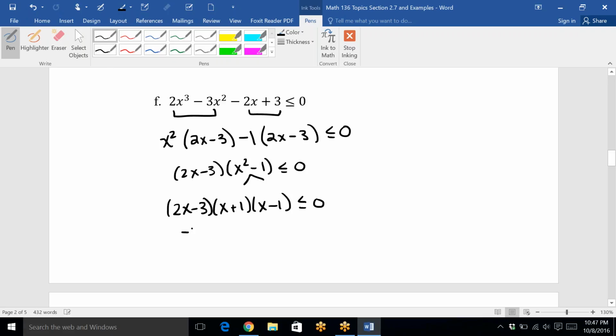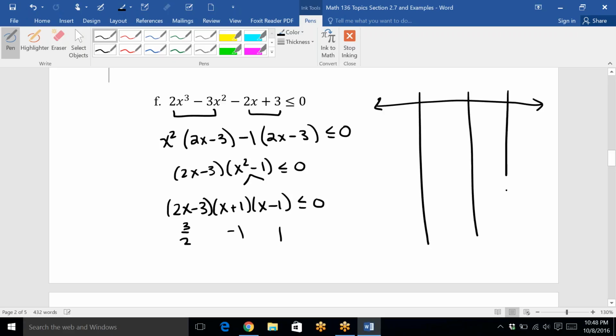Our critical values would be add 3, divide by 2, so 3/2, subtract 1 over, add 1 over. So I have a negative 1, a 1, and a 3/2. We then place those critical values on a number line from least to greatest. So there's going to be 3 different critical values. Negative 1 is the smallest, positive 1 is the next smallest, and 3/2 is 1.5, so it's the biggest.